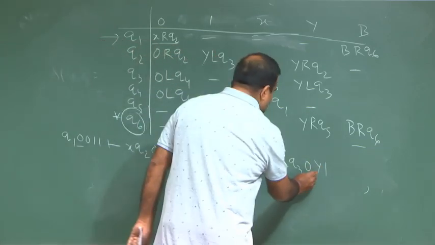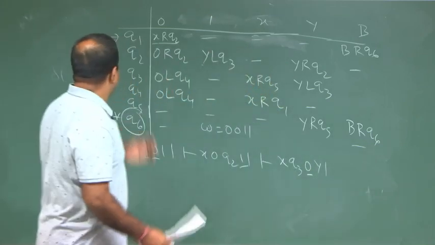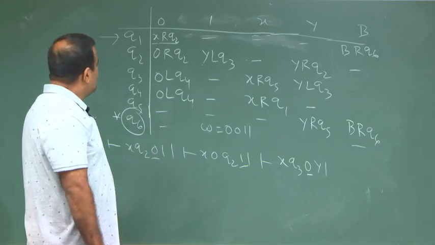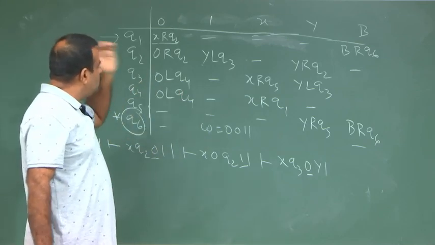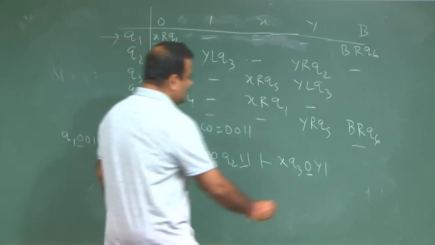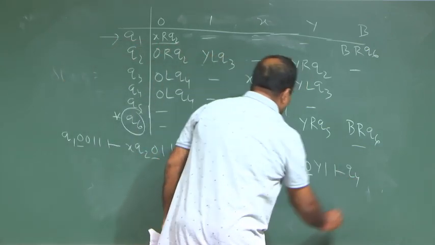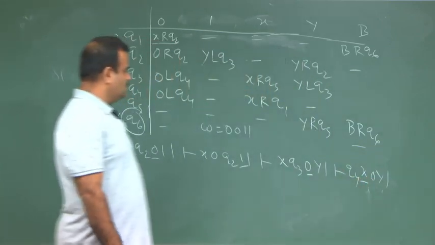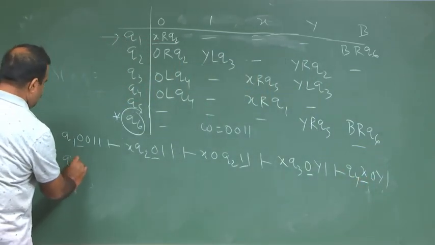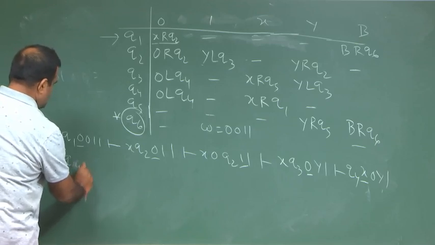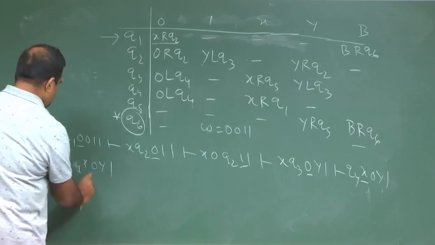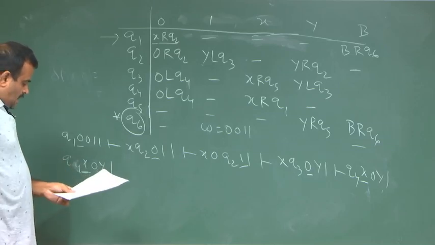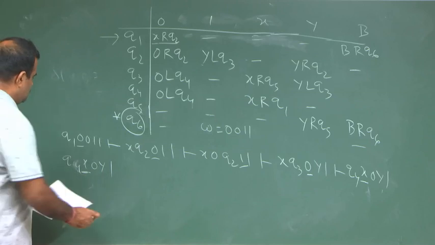Okay, so now this is the next input. q3 with 0 is L 0: the symbol is the same, but the state is changing to q4, and it is going left. So it comes back like this. So it is q4, and then x 0 y 1. So let us start again here, q4 x 0 y 1. This is the next input symbol to be read.